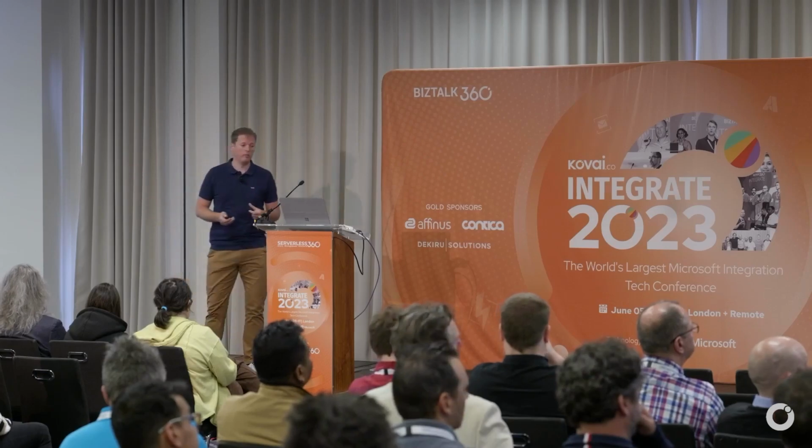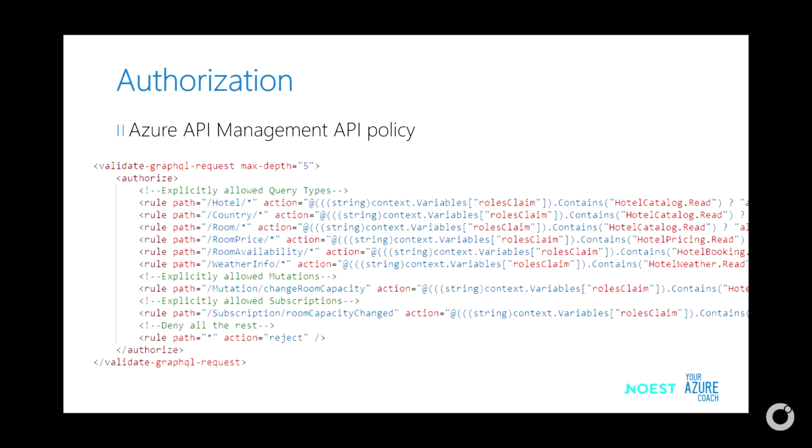So let me zoom in a bit. First, I explicitly allow all the query types. So if you want to ask for some information about a hotel, you need to have the hotel catalog.read role. It doesn't matter if you do it through get hotels or through a room where you ask for the hotel information. From the moment you access the hotel type, you need to have that claim. The same for the country, the room price, and so on. And then all the mutations should also be listed over there. If you want to do this mutation, you need to have that role. Same for the subscriptions.